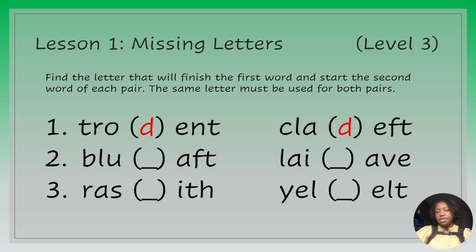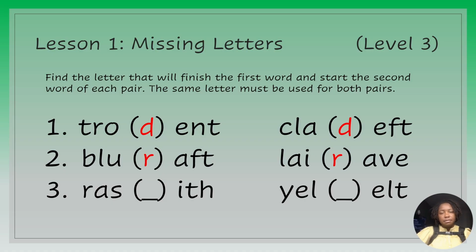If you chose D, you are absolutely right. It forms trod, dent, clad, and deft. If you chose R for the second one, you're absolutely correct. It forms blur, raft, leer, and rave.